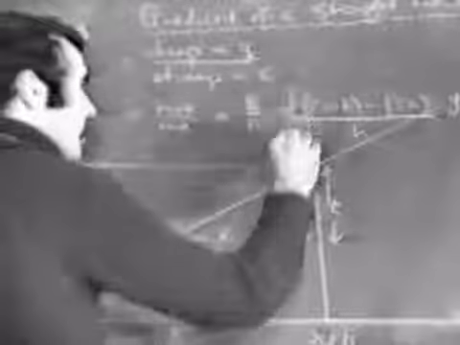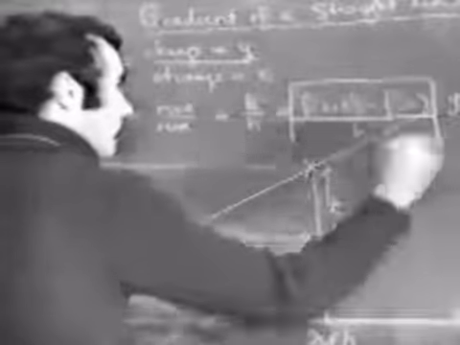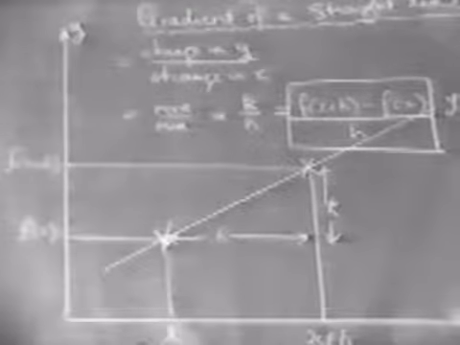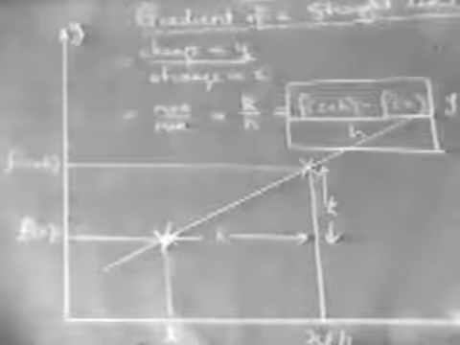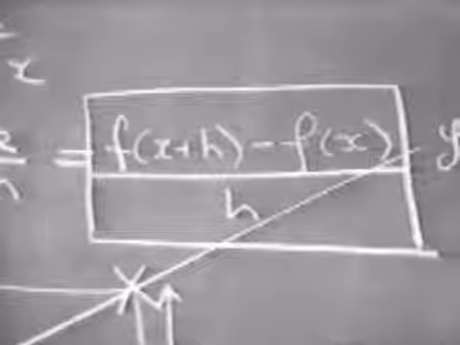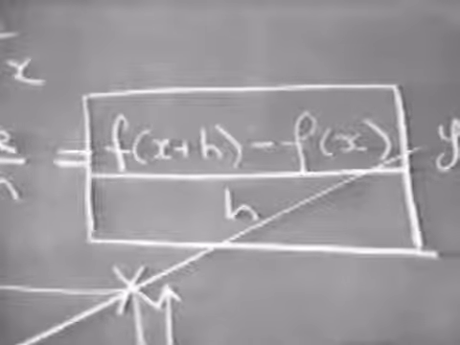And what I have here is an expression for the gradient of a straight line. So remember, the gradient of a straight line we'll be talking about as f of x plus h minus f of x divided by h. The change in y over the corresponding change in x.